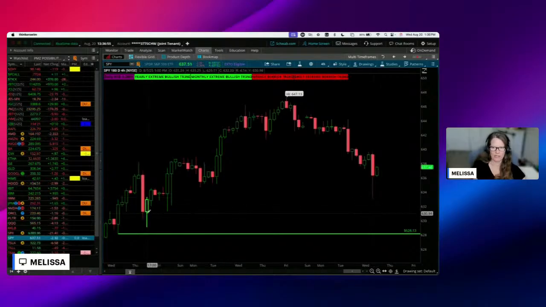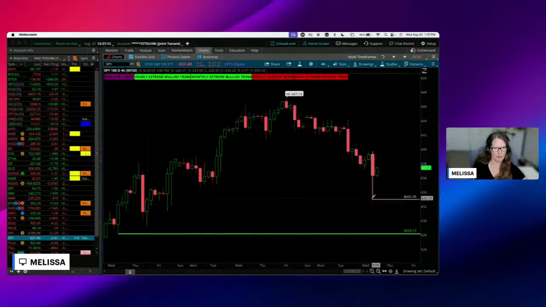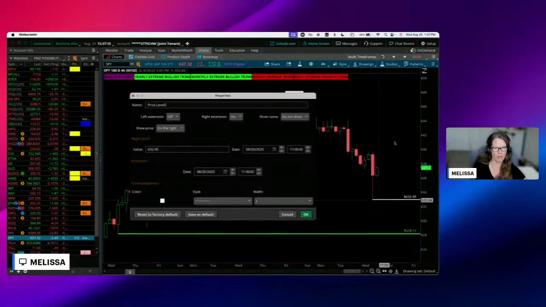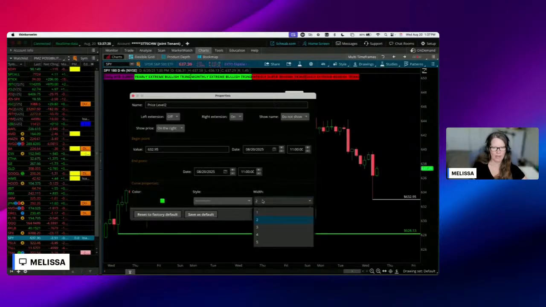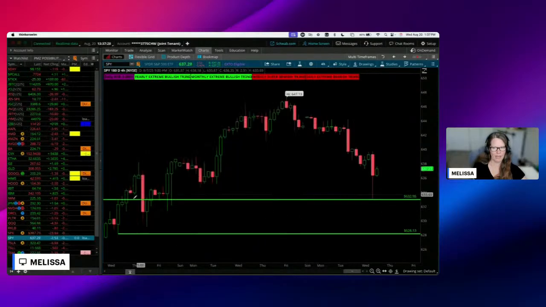What I want to do is make sure that the top of my support zone has each one of these bottoming wicks touching it. So the highest bottoming wick here is today's candle, right? So if I place my support line right there at today's low, and then I move it to the left, we're going to make sure that it is capturing these bottoming wicks as well.